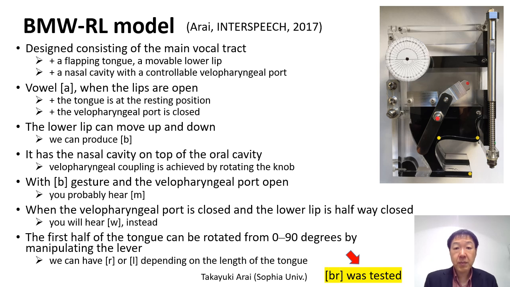So we call this model BMWRL model. With this model, more combinations of consonant sequences are available, including the cluster BR. For the study in 2017, BR was tested with different timings of labial and lingual gestures.